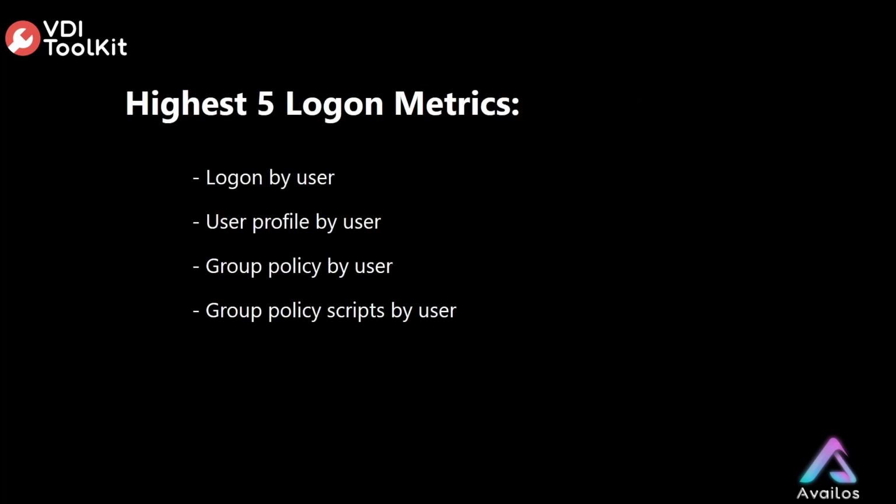Highest 5 logon metrics provide information on the highest times by user for logon, user profile, group policy, and group policy scripts. This can be helpful in identifying users whose login times are far off the averages to help narrow down the reasoning. This can also be helpful in possibly identifying users who are being affected disproportionately with, say, large user profiles, group policy, or group policy scripts.